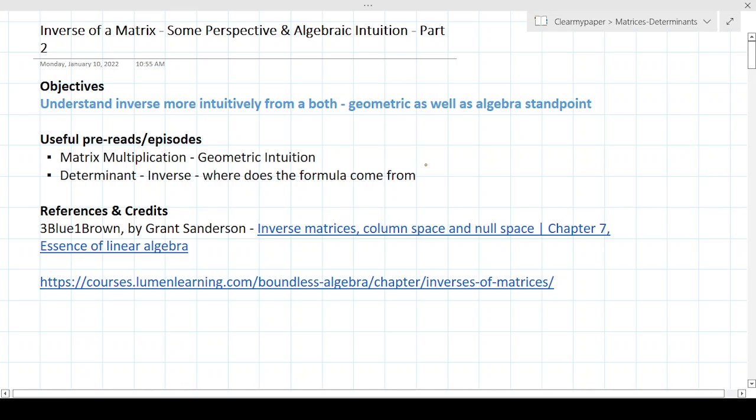This is kind of a continuation video, part 2 on the previous video. In the last video, we were talking about inverse of a matrix more from a geometric standpoint. In this video, we'll continue the same story from an algebraic standpoint. Again, these are all more intuition videos. If your intention is to just clear your paper, you can skip these videos. But let's get going, okay?